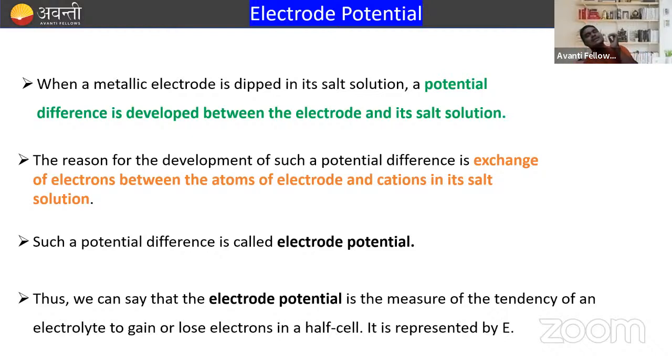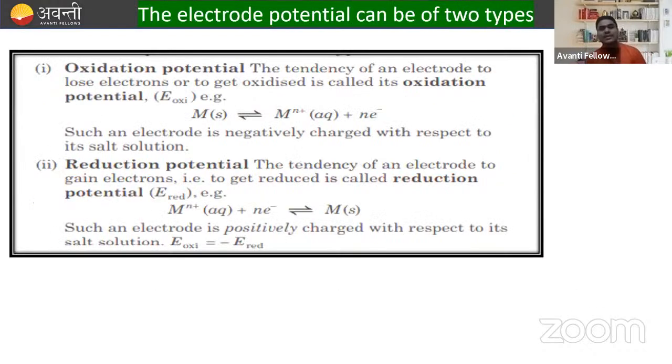Basically, when the metallic electrode is dipped in the salt solution, a potential difference is developed between the electrode and the salt solution. The reason is the exchange of electrons between the atoms of the electrode and cations in its salt solution. Such a potential difference is called electrode potential. Thus, electrode potential is the measure of the tendency of an electrode to gain or lose electrons in the half cell, and it is represented by E.